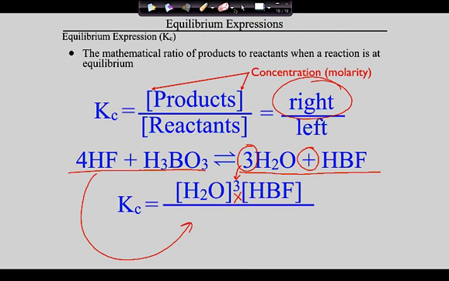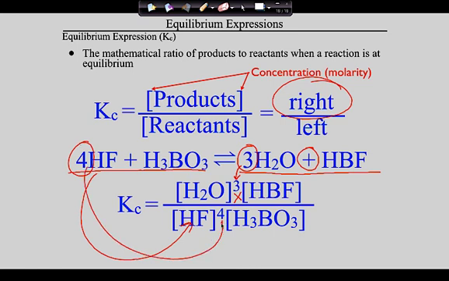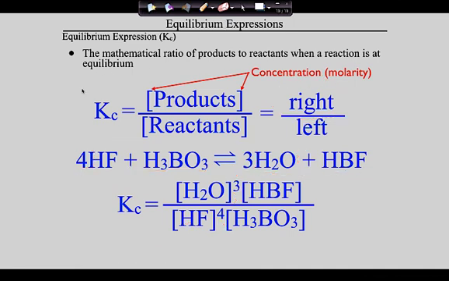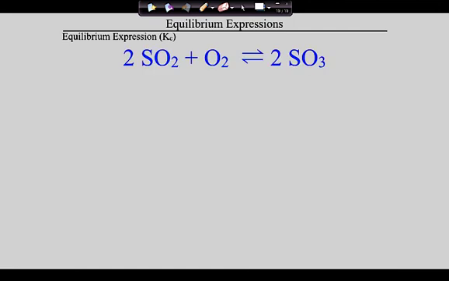Okay, now that you had the opportunity to fill in that denominator, let's take a look at what it looks like. And so as you might have predicted, this 4 becomes an exponent, and then the addition becomes multiplication. And so we've got HF raised to the 4th power, and then H3BO3. And notice they're in brackets indicating molarity. So now that we understand this structure, we can write Kc expressions for reactions and then plug in numbers and solve for things that we don't know.